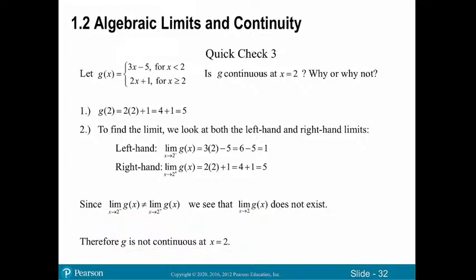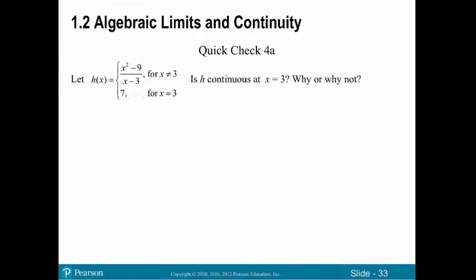Okay, we're almost there. We have this function, is h continuous at x equals 3? Repeat. The first thing we need to do is evaluate h of 3. This says when x is 3, the answer is 7. So h of 3 is 7. So it is defined at x equals 3.